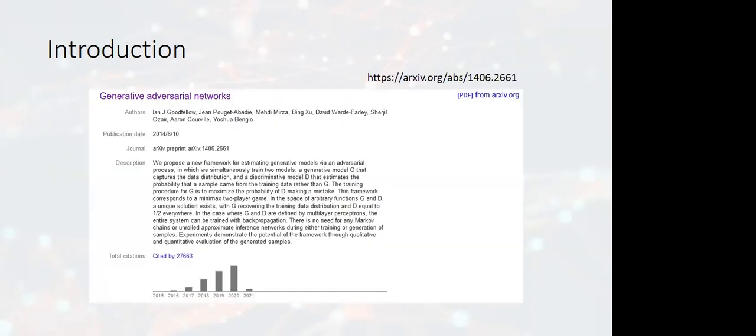GANs were proposed by Ian Goodfellow et al. in 2014, about 6 years ago. This is one of the most cited works in computer science. It's a really small 7-page paper, and it has been cited about 30,000 times. Interestingly, this was a part of Ian Goodfellow's PhD thesis research at the University of Montreal. So he was still a grad student when he proposed this.